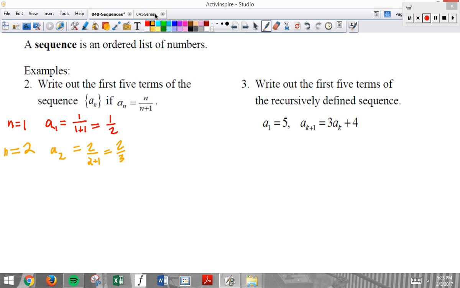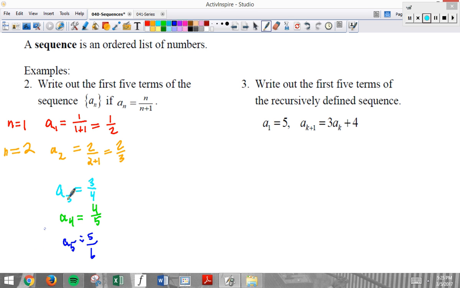2/3. And you really should be able to see this. A sub 3 would be 3 over 3 plus 1, 4. A sub 4: 4 over 4 plus 1, 5. A sub 5: 5 over 5 plus 1, 6. I don't expect you to write it out like that.